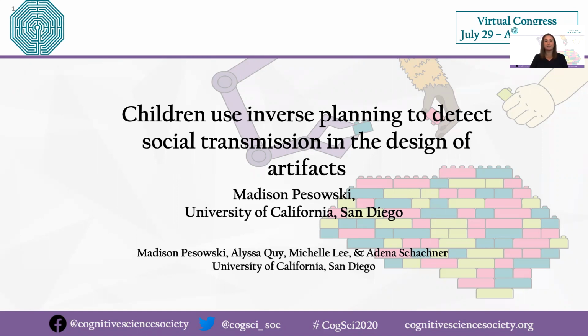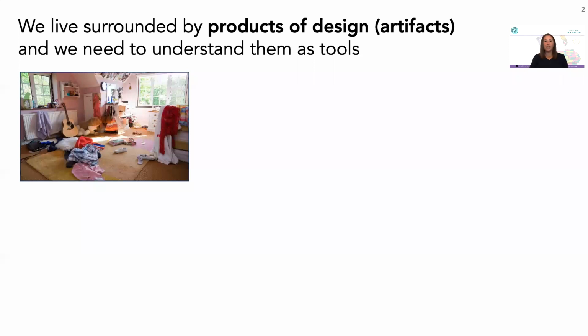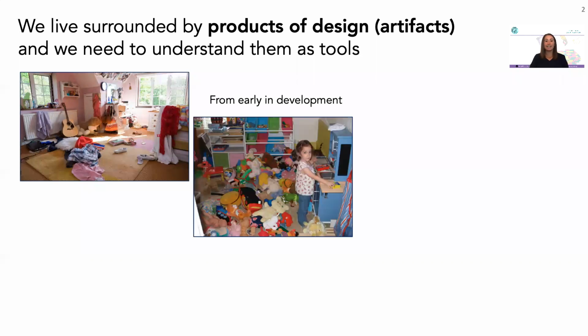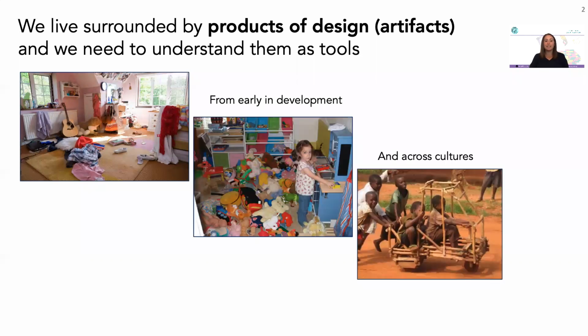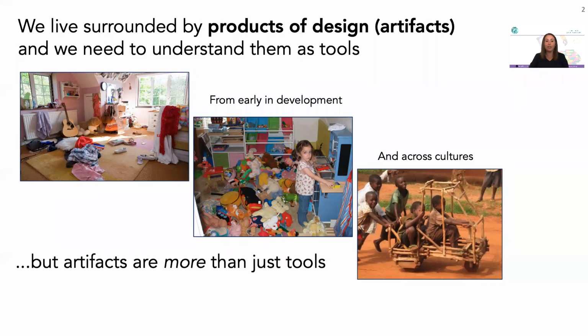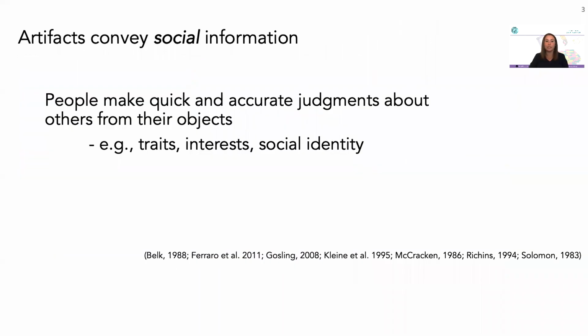of artifacts. We are constantly surrounded by human-made objects or artifacts, and this is true from early in development and in cultures around the world. These artifacts are important to us as humans. To function in any human society, we have to learn to use artifacts as tools. But artifacts are more than just tools. They also convey social information.